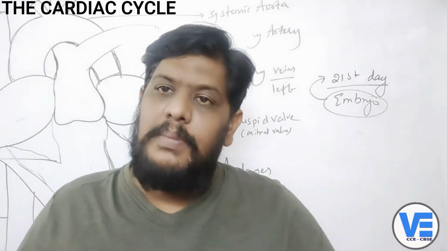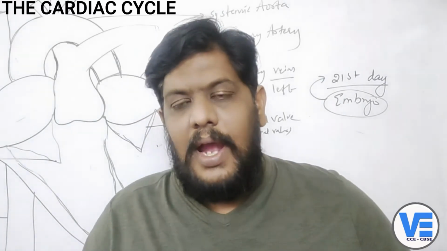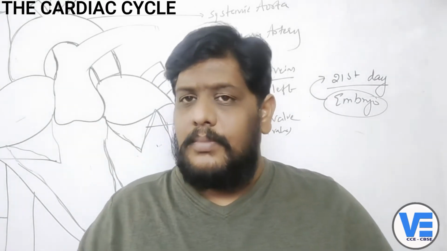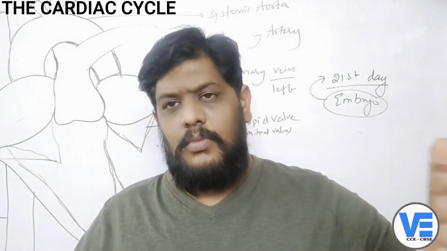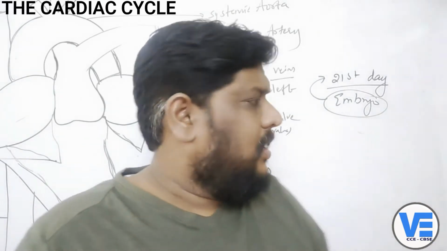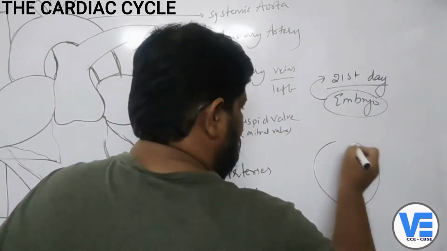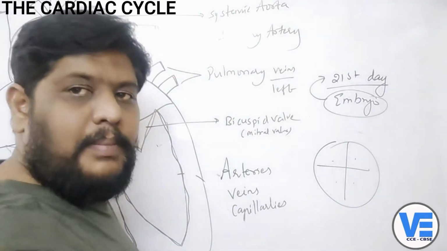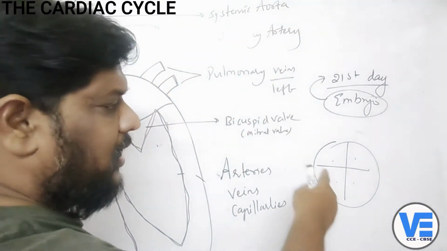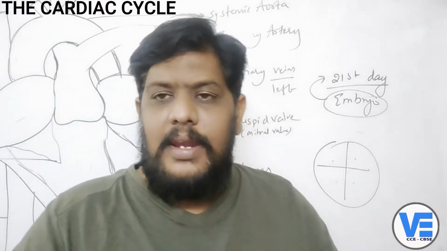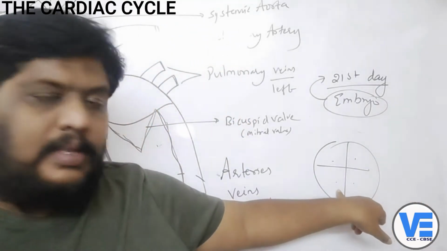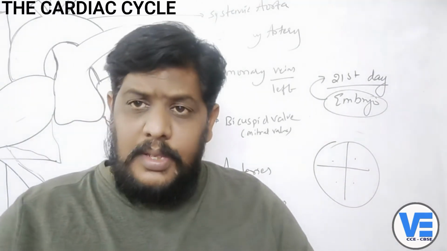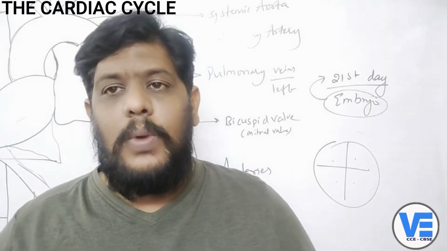That means our heart should beat continuously. Now what is a heartbeat? How does the heart beat? Already in the last session we saw that our heart has 4 chambers. The upper 2 chambers are called the auricles, the right auricle and left auricle, and the lower 2 chambers are called the ventricles, the right ventricle and left ventricle.